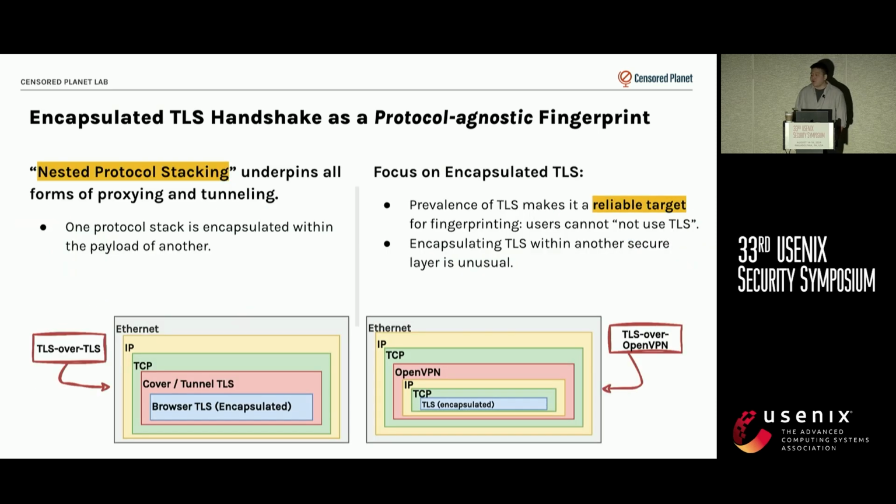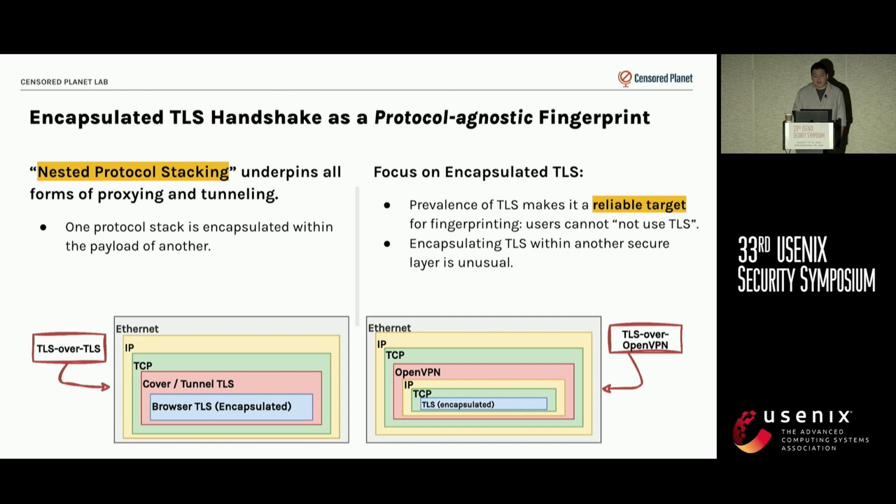So why is this fingerprint a good indicator of circumvention? The key insight here is that all forms of proxying and tunneling, no matter what specific cover protocols they use, rely on what we call nested protocol stacks, where one protocol stack is encapsulated entirely within the payload of another. This is exactly the behavior that creates the pattern we see in the encapsulated TLS handshake.